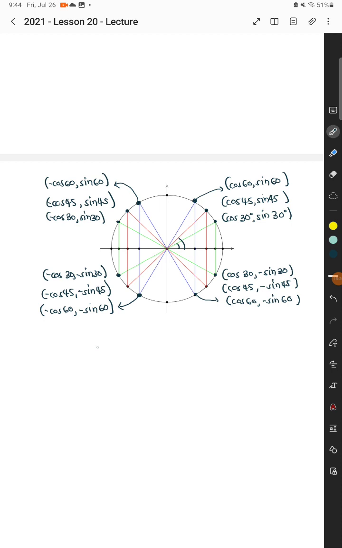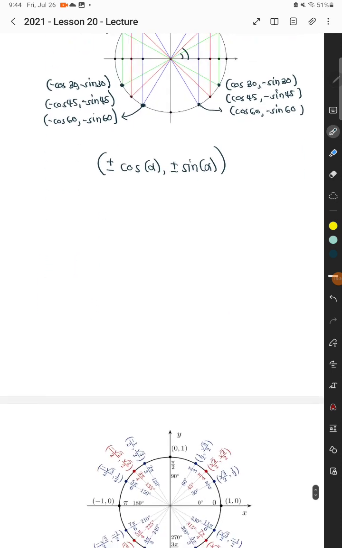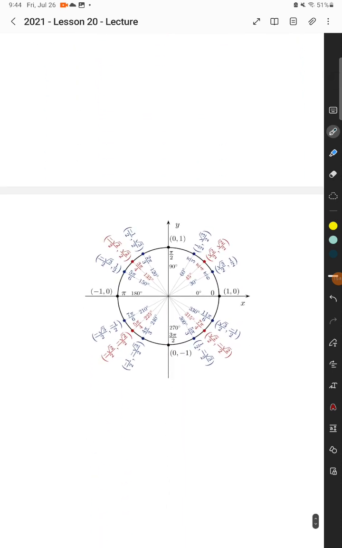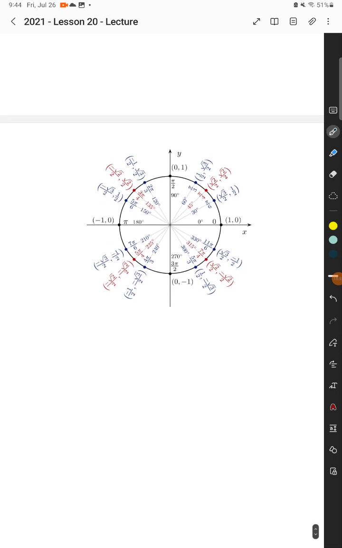And like we said, they all have the form plus or minus cosine of some angle alpha, plus or minus sine of that same angle alpha. So this is not much different from the triangle that we just saw. It's just that everything has been changed into radians. The values which we wrote have been evaluated, and then the angles have been changed to radians. So here we have that 30 degrees in radians is just pi over 6.